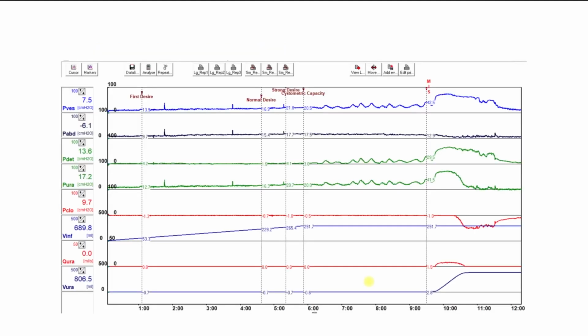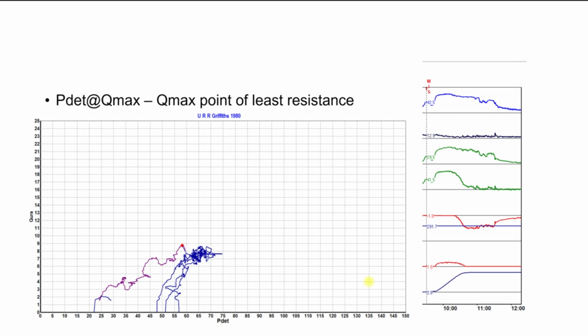So we can see this urodynamic graph, and we will concentrate only on the voiding phase in this. In the voiding phase, we are looking at the point of least resistance, that is P det at Qmax, and the Qmax point, because we cannot look at the average of the whole voiding parameters, as this is going to be a very complicated graph.